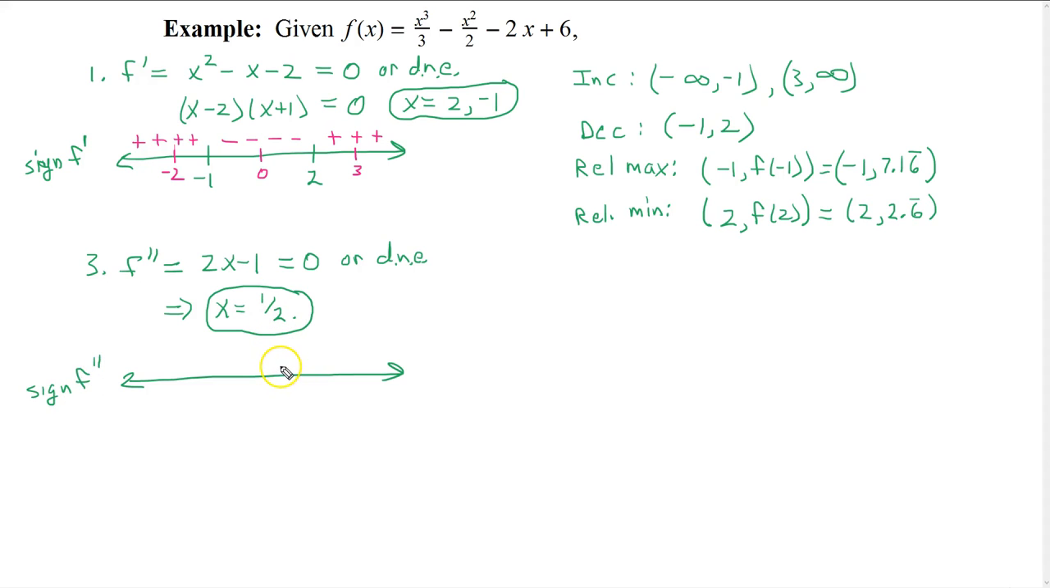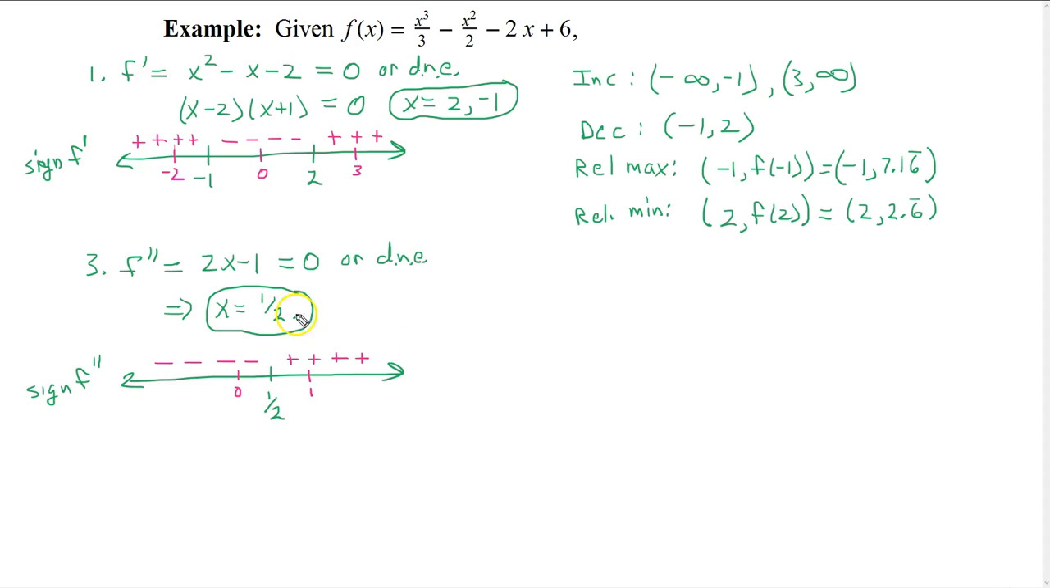And we only have one point to mark off here, 1/2. And then just pick some test values on either side of that, like 0 and 1. And we put these numbers back into the second derivative. Be careful, these go into the second derivative. So if we put 0 into the second derivative, we get back -1. So our second derivative is negative on this interval. If we put 1 back into the second derivative, we get back a positive number. You get back +1. So our second derivative is positive here.